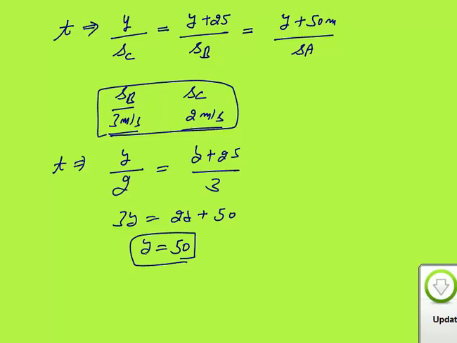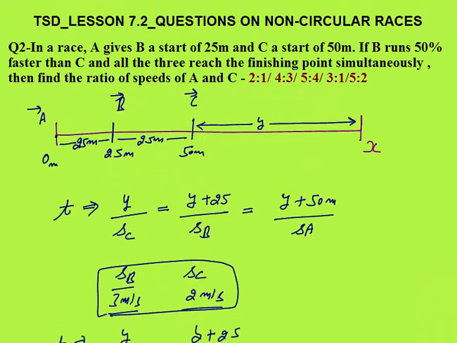So we got the distance y as 50 meters. So it means that this length, this y, is 50 meters. Now what we need to calculate is the ratio of the speed of A to C. Now put the value of y in these two equations, and comparing them, we get the ratio of the speed of A to C.